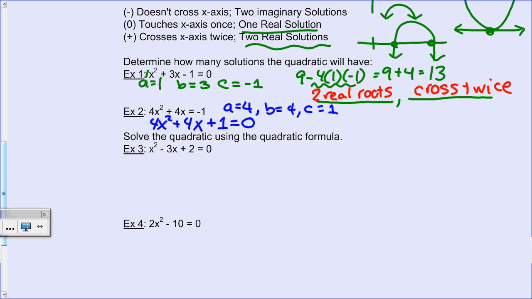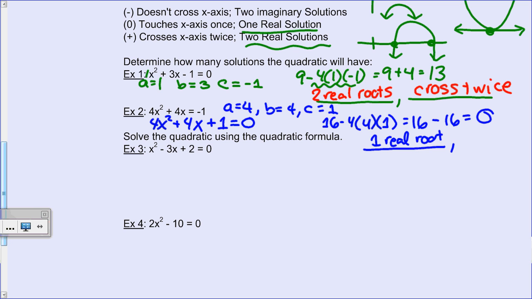b squared minus 4ac. b squared is 16, minus 4 times 4 times 1. 4 times 4 times 1 is 16. We get 0. So again, you can do the square root of 0, you just don't have 2 answers. How many do we have now? 1. So the first thing you're going to answer for me is that I'll have 1 real root.